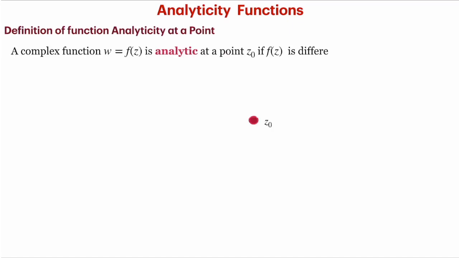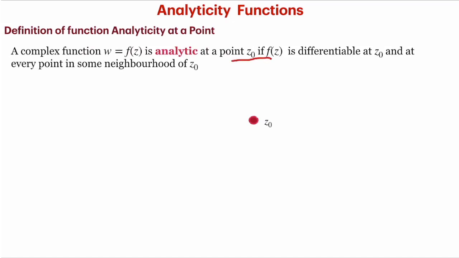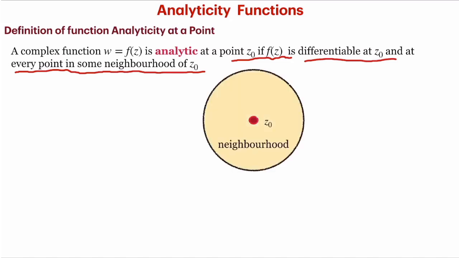Let's look at the definition of analytic function at a given point z0. A complex function w equal to f of z is analytic at a point z0 if f of z is differentiable at z0 and at every point in some neighborhood of z0. So these two are conditions. It's not just sufficient that the function is differentiable at that point. It has to be differentiable in some neighborhood around z0. So that is what we call analytic function.